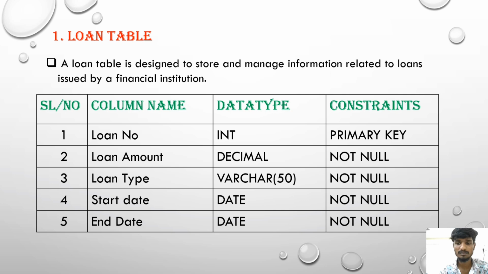Column name, data type, constraints. For five attributes, I used data type and constraints. For loan number, data type is int, constraint is primary key. Loan amount, data type is the decimal, constraint is not null. For the loan type, data type is varchar. It is having multiple loan type. For that is the reason I have used varchar. Constraint is not null. Start date, date, end date also, data type is date, constraint not null.